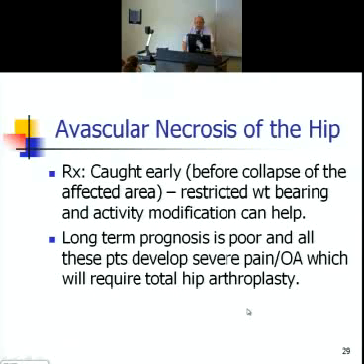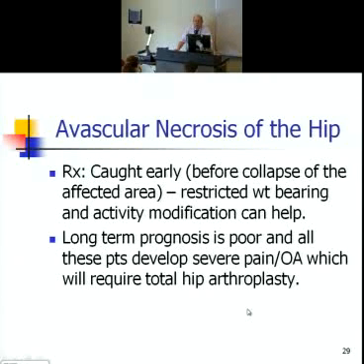If you catch it early, before the collapse, restricted weight bearing and activity modification can help, but the long-term prognosis, regardless of whether you give the patient relief at this point, is that all of these patients will go on to develop severe pain, osteoarthritis, and will require a total hip replacement.